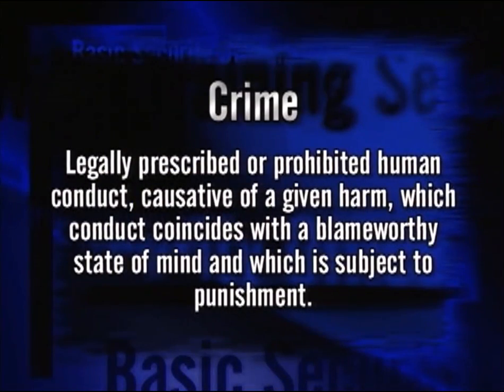So when you put all of this together, you come up with a definition of crime that looks something like this. Legally prescribed or prohibited human conduct causative of a given harm, which conduct coincides with a blameworthy state of mind and which is subject to punishment. These things, when taken as a whole, show us why it is sometimes so difficult for the state to prove that a crime was committed by a certain person.